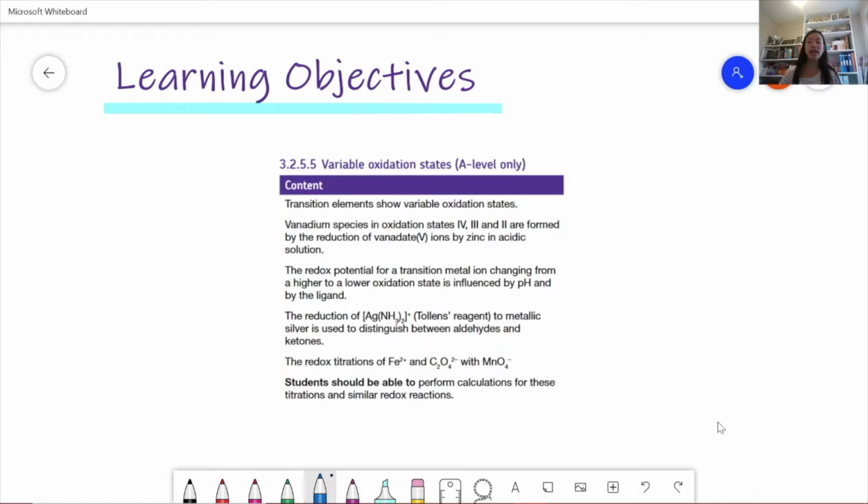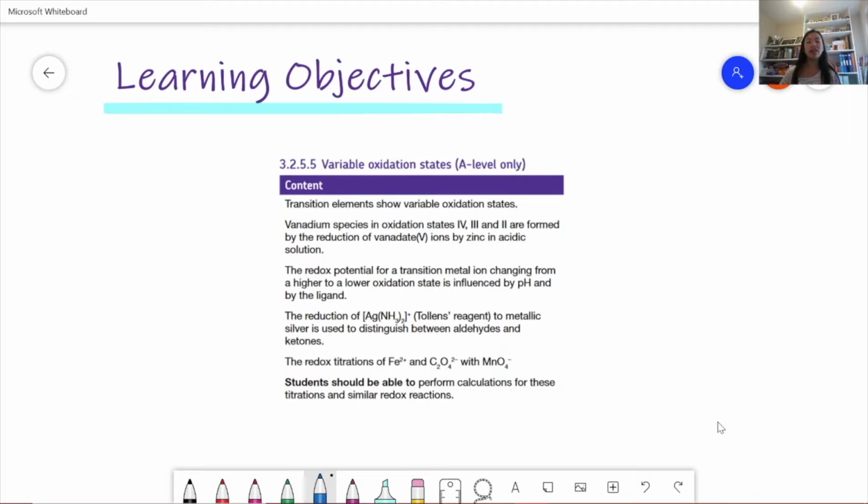Today we're going to be looking at variable oxidation states. So we're going to look at how transition elements can show variable oxidation states using vanadium as one of the key examples. And then we're also going to explain about redox potential and also the reduction of Tollen's reagent to metallic silver, which is used to distinguish between aldehydes and ketones.